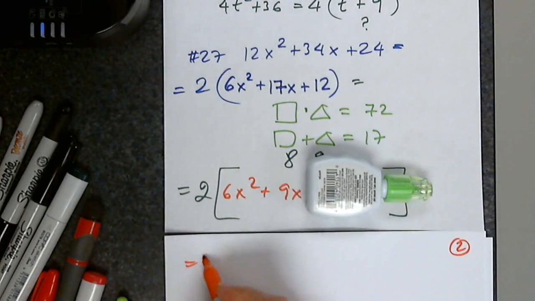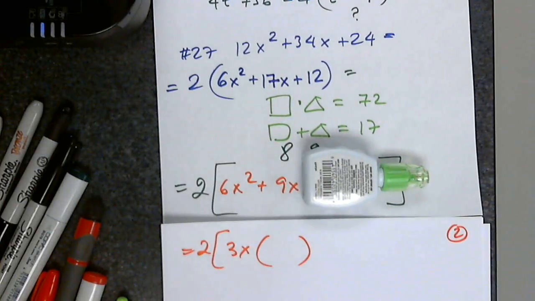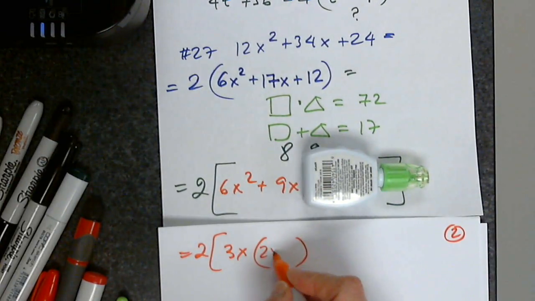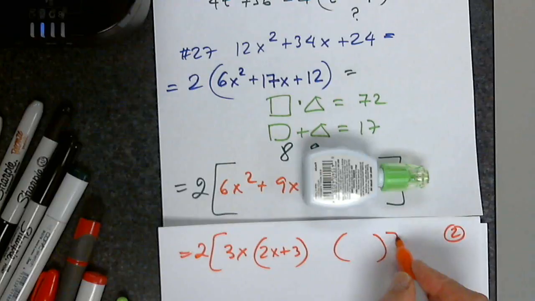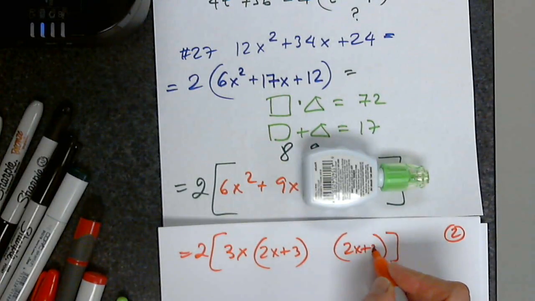So from the first 2, we have 3x. What is left in parentheses? 2x plus 3. What do I have to have from the other 2? Otherwise, I can't continue. 2x plus 3.